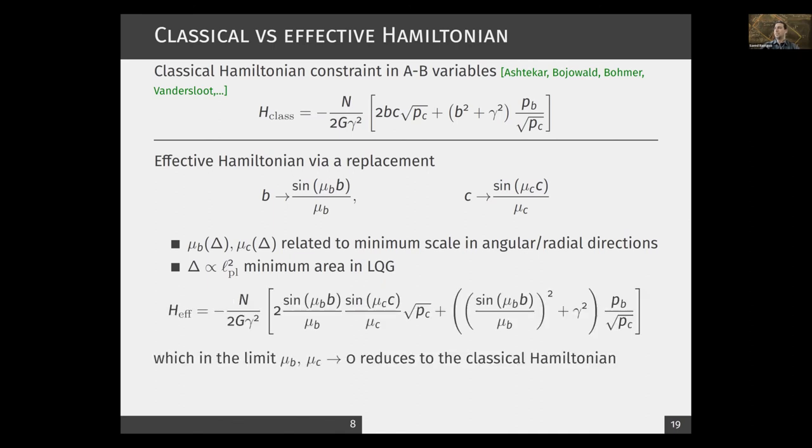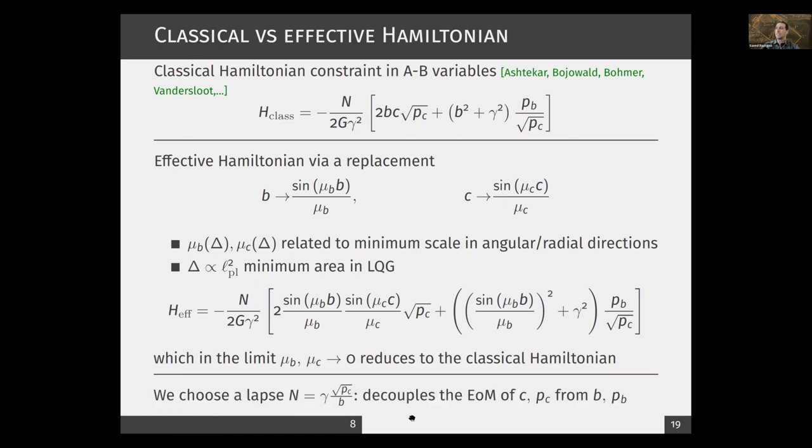And your Hamiltonian at the end, after doing all of this process, your effective Hamiltonian becomes this Hamiltonian that you see here. So we are going to work with this Hamiltonian, but in the gauge where the lapse is chosen like this. The reason that we choose the lapse, as you see here, is that the equations of motion of C and PC decouple from B and PB, so it's much easier to solve them.